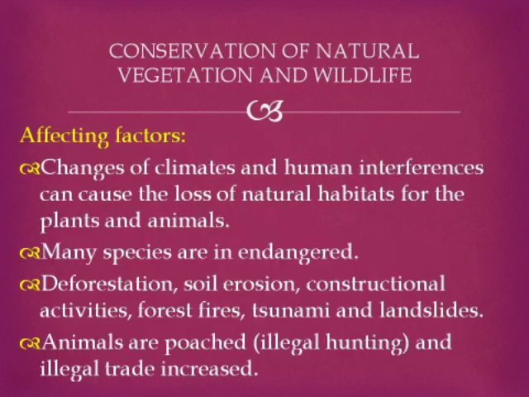Then conservation of natural vegetation and wildlife. What are the affecting factors? Changes of climate and human interference can cause the loss of natural habitats for plants and animals. Many species are endangered. Deforestation, soil erosion, constructional activities, forest fires, tsunami, and landslides. Animals are poached. Poached means what? Illegal hunting, and illegal trade has increased.